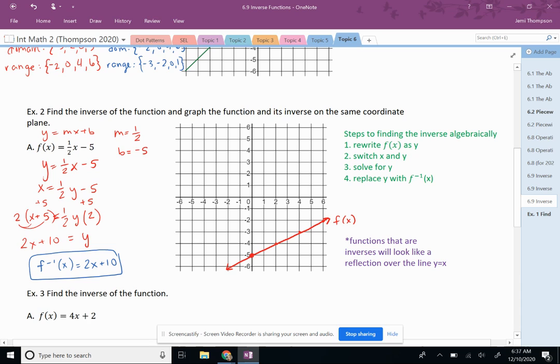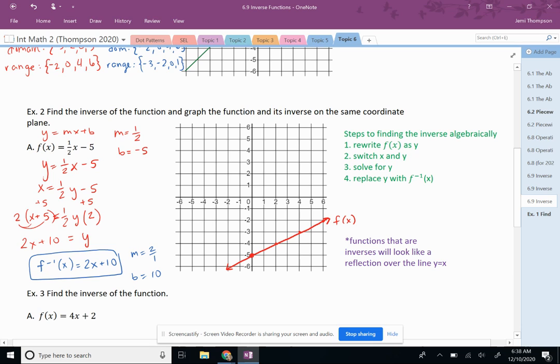Now when I go to draw my inverse function, I have 2x plus 10. So that's a slope of 2/1 and a y-intercept of 10. Y-intercept of 10 doesn't fit on this graph. Ugh. Okay, well, knowing that the blue function is an inverse of the red function, I can just use the coordinates of the red function to work for me.